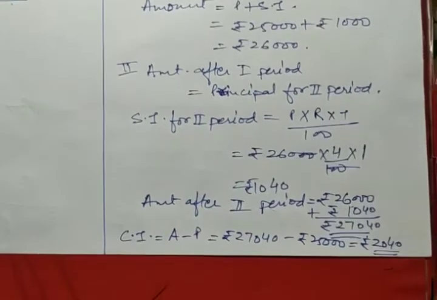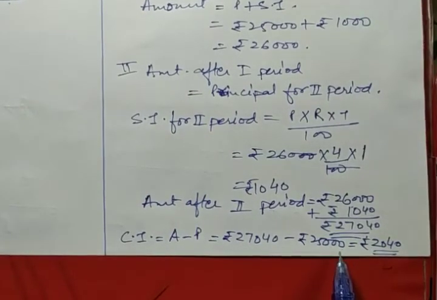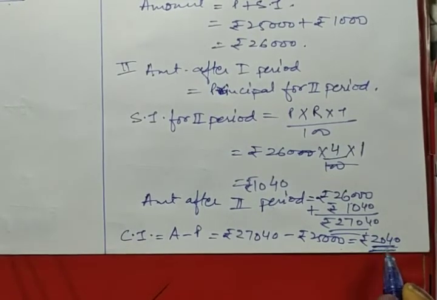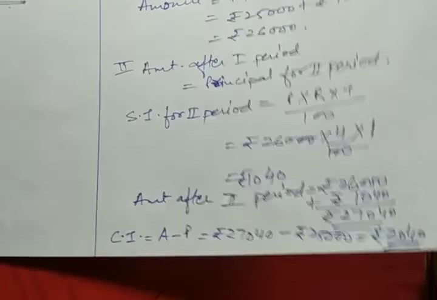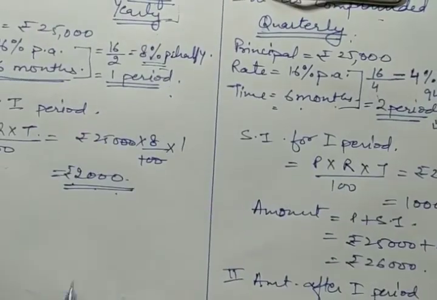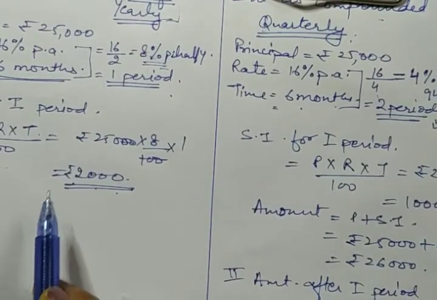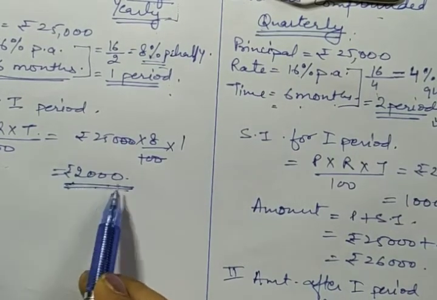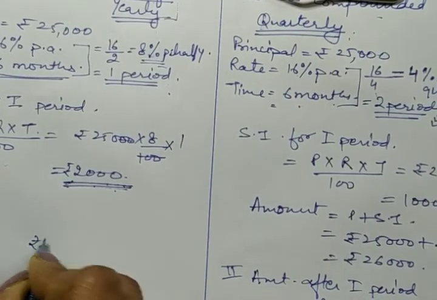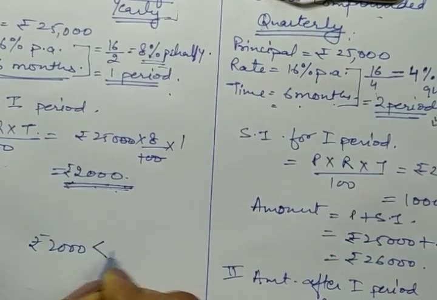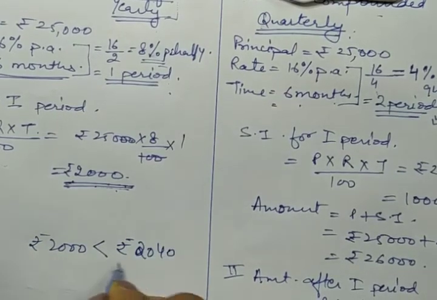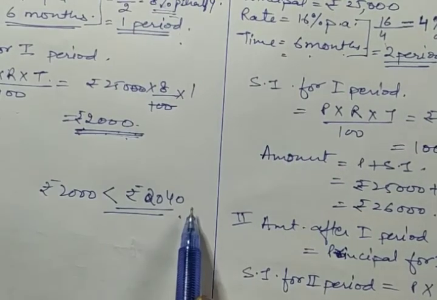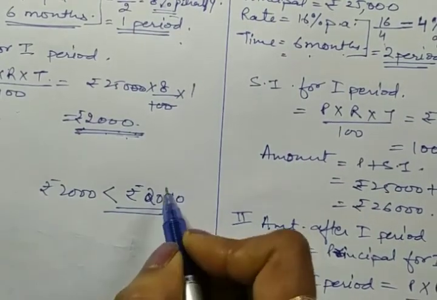Now dear students, you can see when the interest is compounded quarterly, we are getting compound interest as rupees 2,040, and when the interest is compounded half yearly, then we get interest as rupees 2,000. As we know, rupees 2,000 is less than rupees 2,040. So the option to compute the compound interest quarterly is better.